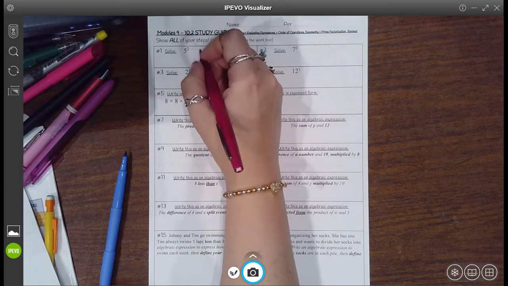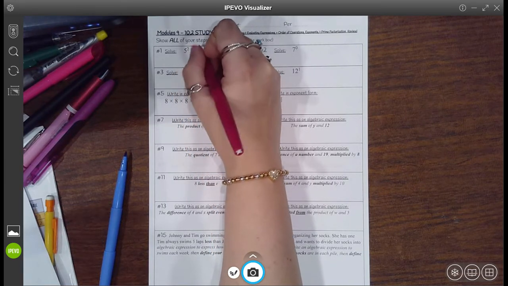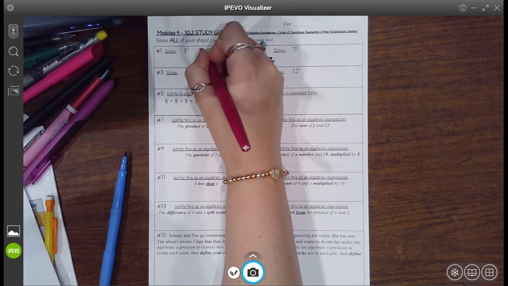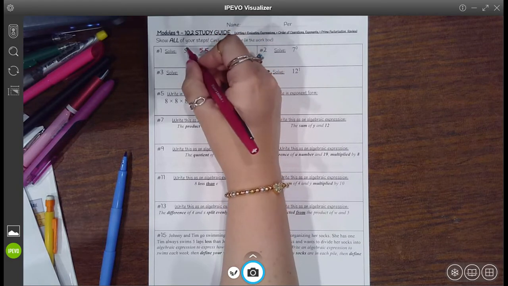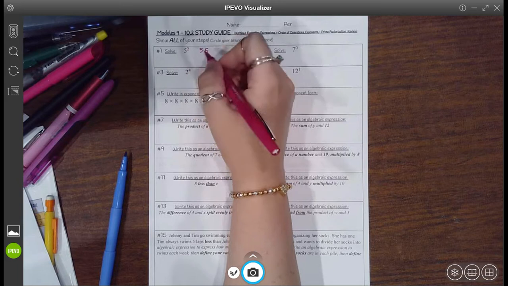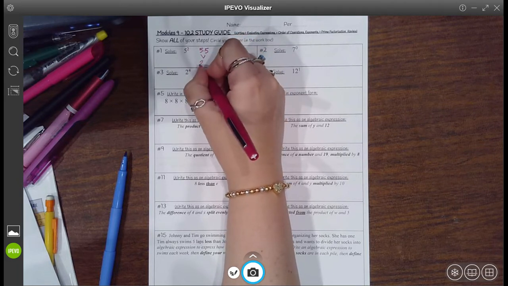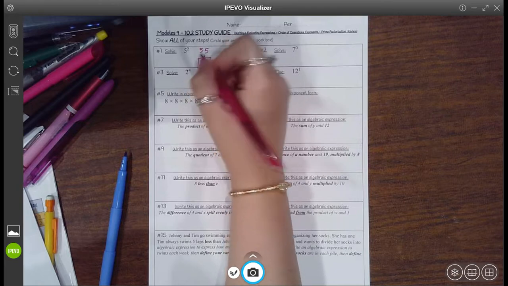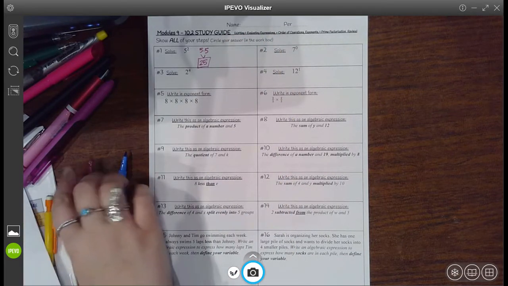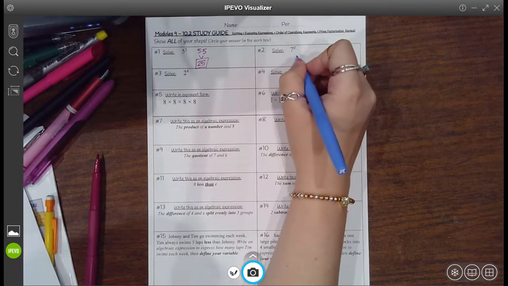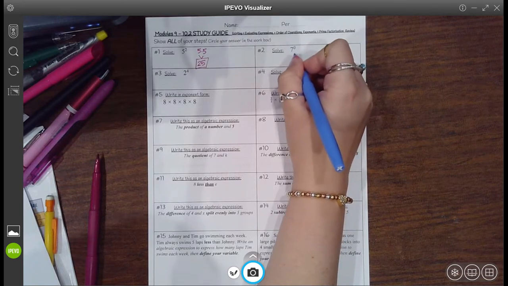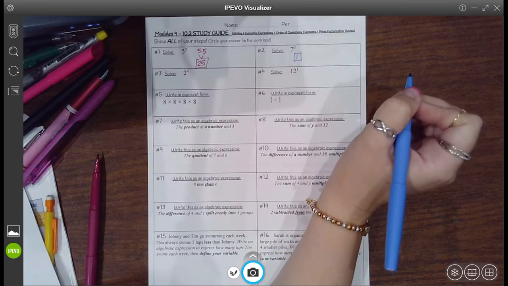Okay, the first one, 5 squared is not 5 times 2, but 5 times itself 2 times. The exponent tells you how many times to multiply your base times itself. So 5 times itself twice, 5 times 5 is 25. Okay. The next one, anything to the 0 power is 1, okay?